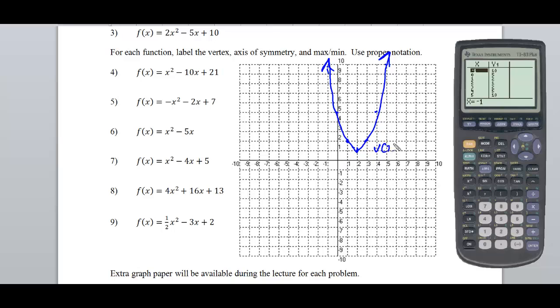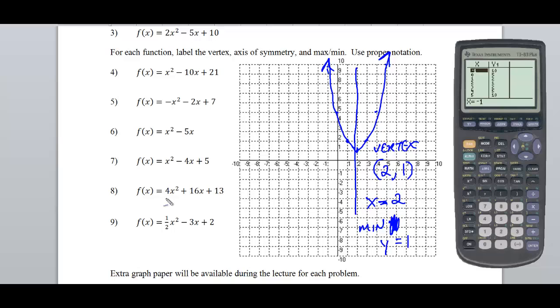The vertex here, just as we had found out, is going to be 2, 1. Again, I can plug my 2 in here and get 2 squared minus 4 times 2 plus 5 and get an answer of 1. My axis of symmetry is this line down here, so x is equal to 2. And then my minimum in this case is y equals 1, because that's the lowest y will be. All right, 2 more graphs to go here.